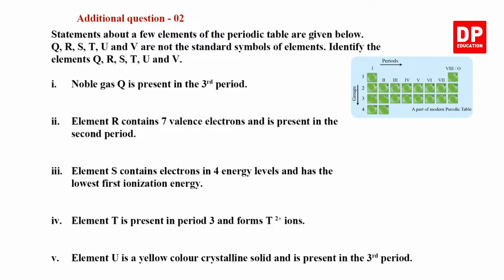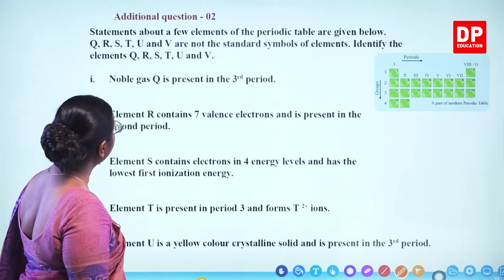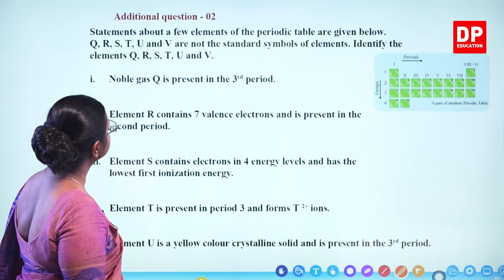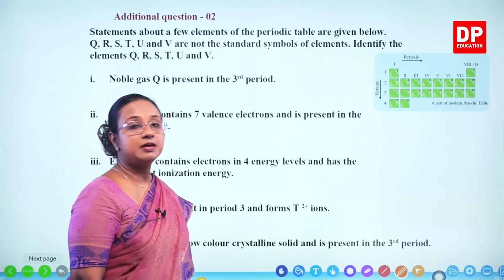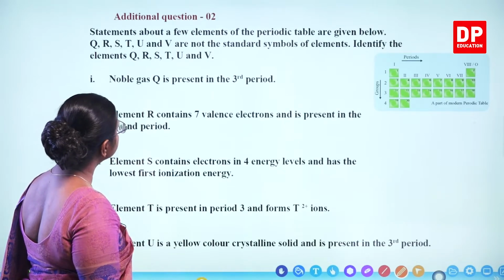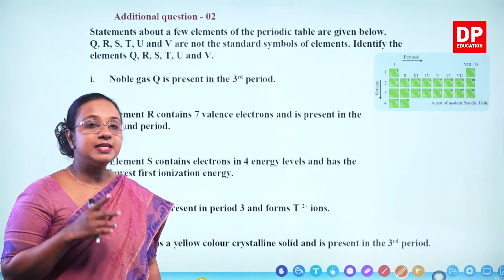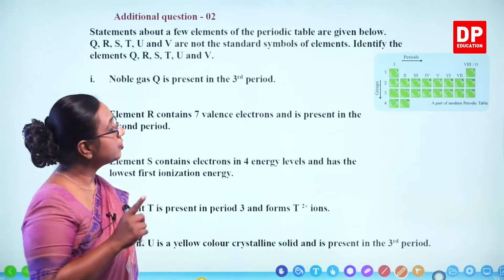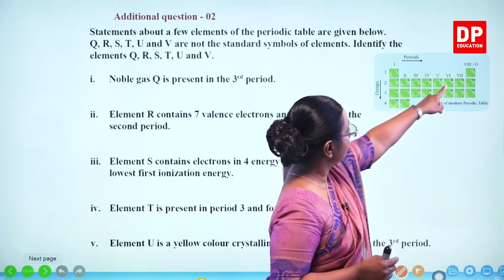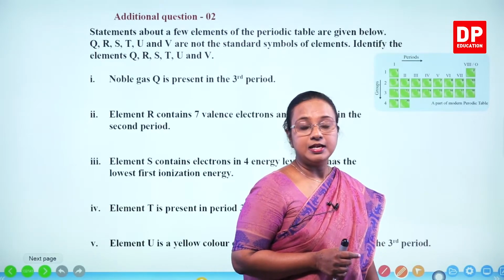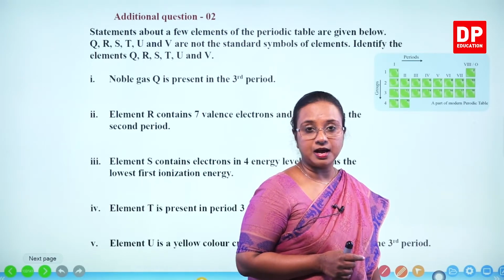Statements about a few elements of the periodic table are given below. These elements Q, R, S, T, U and V are not the standard symbols of elements. Identify the elements Q, R, S, T, U and V. For your convenience, a periodic table is given to you. The first statement says noble gas Q is present in the third period. As they say noble gas, you know it has to belong to group 8 or group 0. If it is group 8 or group 0, the first element will be helium. Then the next element is neon and finally argon with atomic number 18.